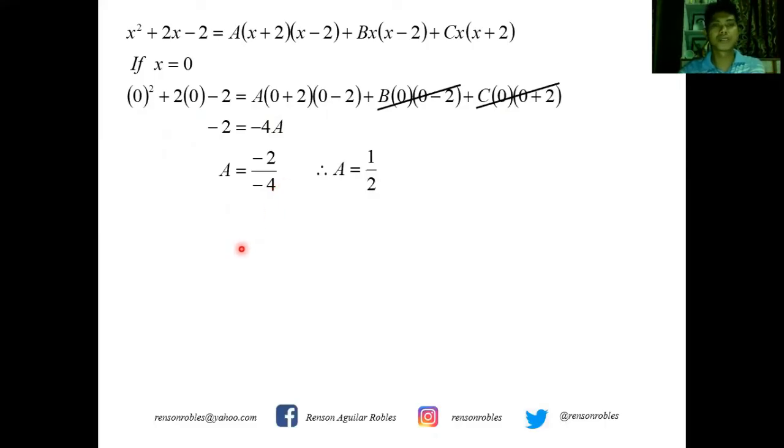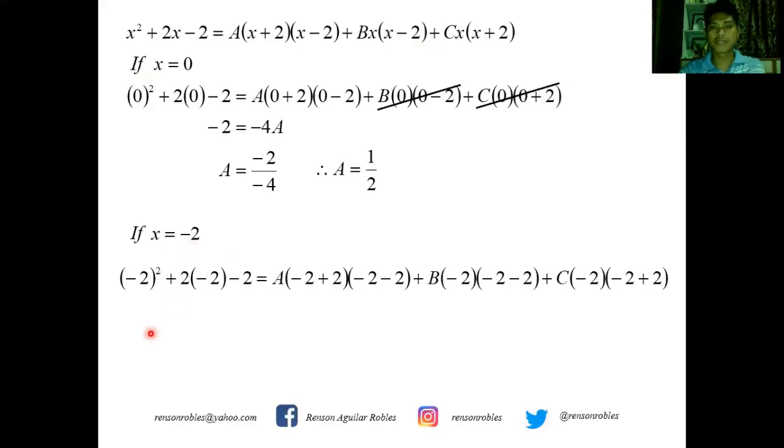Okay. For the value of B, if we let x equal negative 2, again replacing all x's here by negative 2, we have these equations. And notice that since negative 2 plus 2 will become 0, all these terms will become 0. Also, this term will become 0. So what is left for us to look for B is negative 2, that's negative 4, times negative 2, that's 8. So we have this equation.